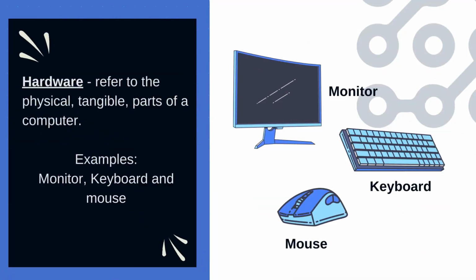A computer system is a collection of different parts that are designed to receive, process, manage, and present meaningful information in a useful format. It has 3 elements that make a computer very useful. These elements are hardware, which refers to the physical, tangible parts of a computer. Examples are the monitor, keyboard, and mouse. They are the parts of the computer that we can feel by the sense of touch.